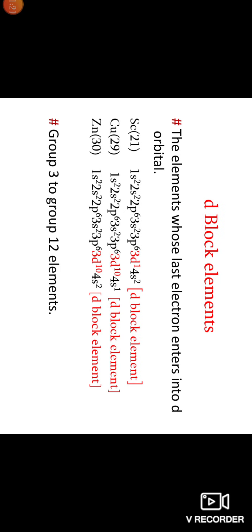Let us start with the definition of d block elements. The elements whose last electron enters into d orbital are known as d block elements. I have given 3 examples here. Look at the electronic configuration of scandium. The last electron has entered into 3d orbital. In copper, the last electron has also entered into 3d orbital, and in zinc, the last electron has entered into 3d orbital. So all these elements mentioned in this slide are d block elements. In general, group 3 to group 12 elements are all d block elements.